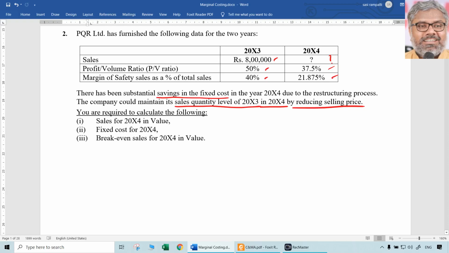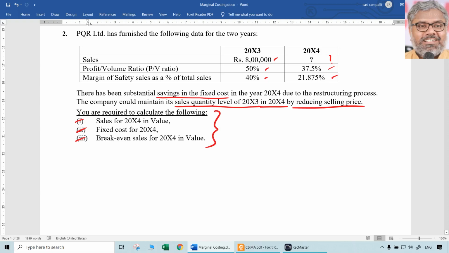Not possible to know unless and until we have the number of units or vice versa. So this is the data that is given, but what is required in this question is sales for the next year in value, fixed cost for the next year, and break-even sales for the next year in value. These are the three things asked, all in value, meaning rupee terms, not in number of units. The question is very clear. We have to find out three things for the next year.